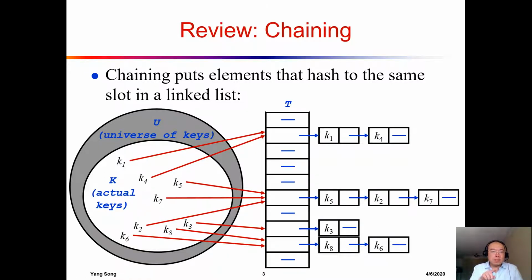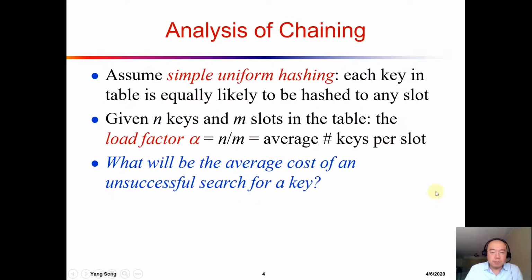So in this case, we have to go to a specific slot, and then on this slot, we have to do a sequential search. And what's the worst case? Since it is an unsuccessful search, we visit everything, and eventually we say we don't have a K20 in this linked list. Okay, so what will be the average cost of an unsuccessful search? That is 1 plus alpha. So where does this alpha come from? Alpha is the load factor, right?